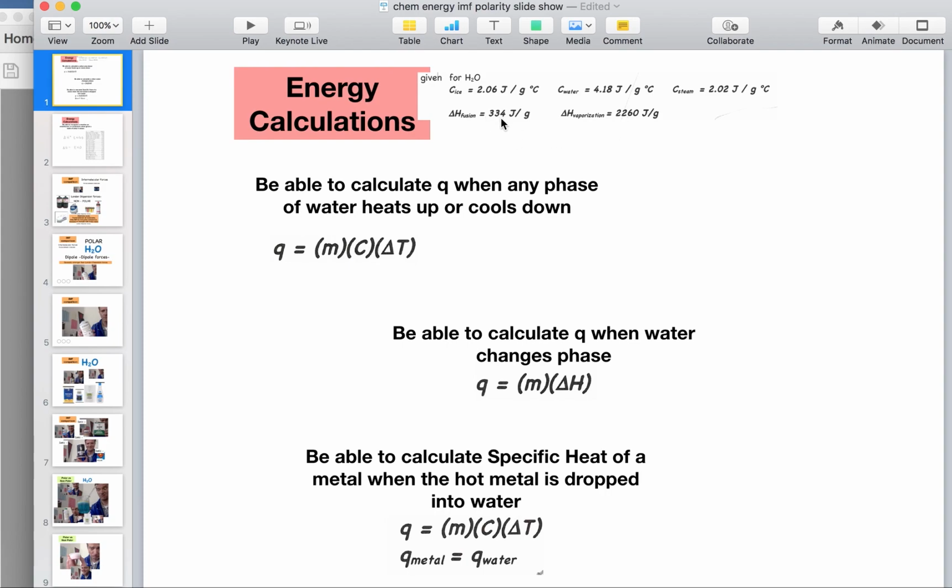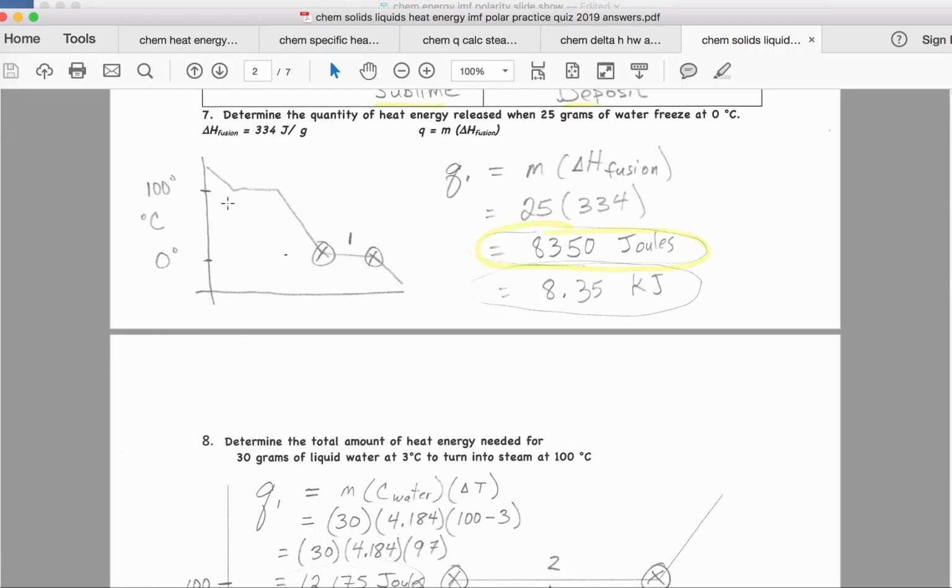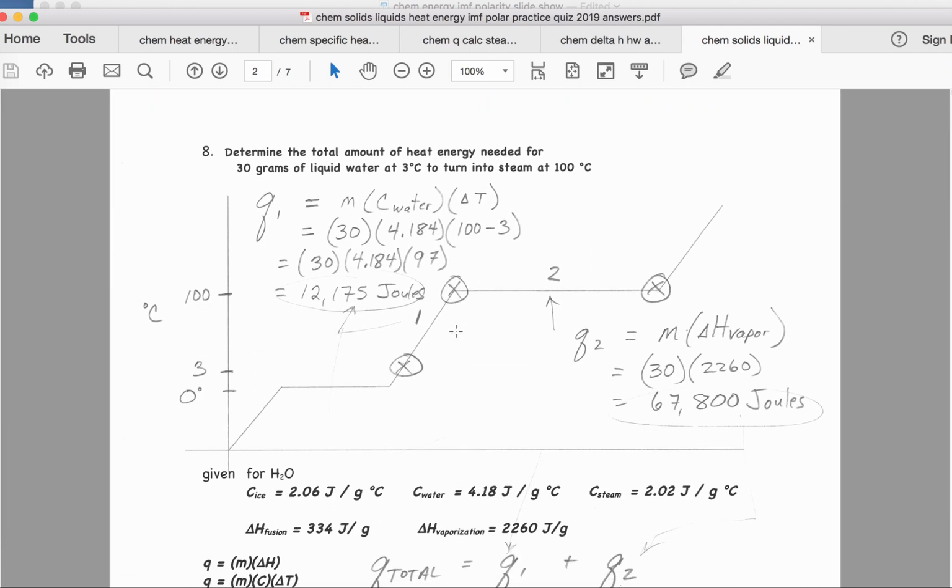Now, if you're on the slanted portions of the graph, like a question like number 8 on the practice quiz, once again, we'll give you this little outline. Now this is something heating up, getting hotter. So this would be endothermic, putting heat into the molecules.